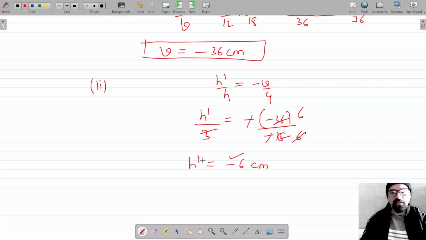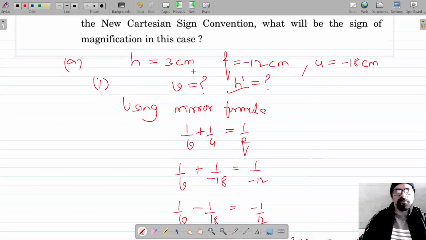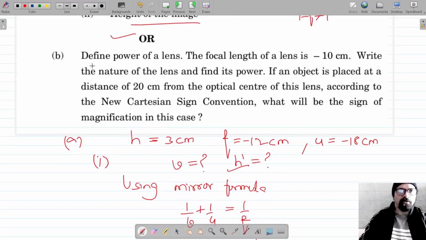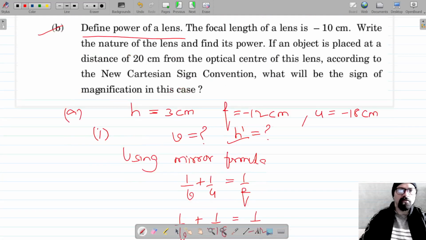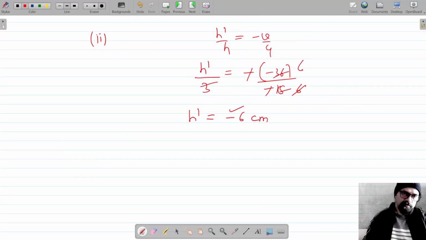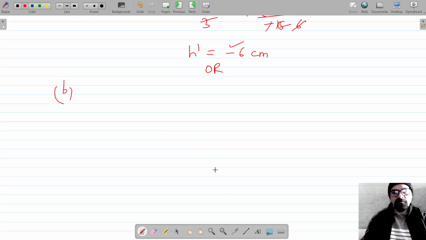That is, this is the height of the image. Okay, let's move on to the OR part. What is the power of a lens? Okay, moving to part B. Now this is OR part B. Now the power of a lens.